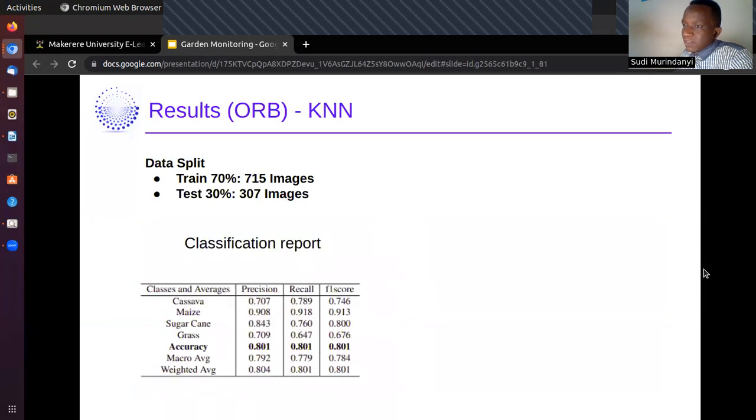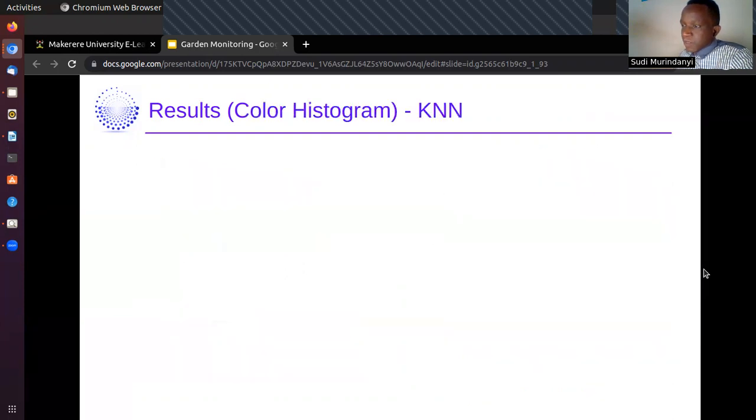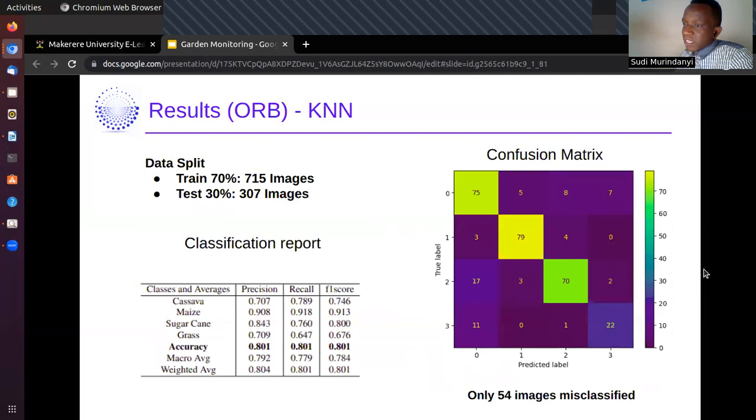For ORB, still similar data preparation and splitting of the data, but it performed slightly less well than the one using SIFT features. So here it got 80% accuracy on the test images. And then from the confusion matrix, you can see it misclassified 54 images, kind of like twice the images that were misclassified using SIFT features. But again, it wasn't that bad.